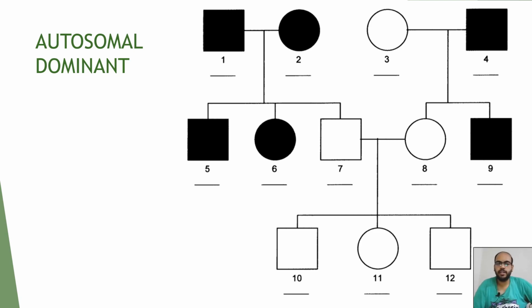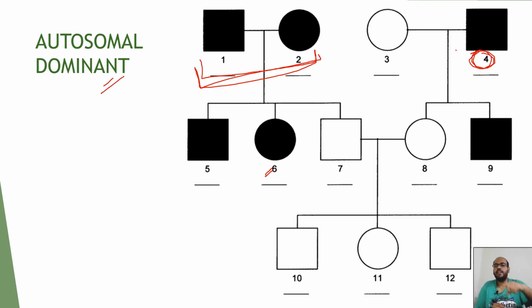Now we'll discuss the genetic counseling part. This is an autosomal dominant pedigree. I thought I'll cover very quickly how to find out whether a pedigree is autosomal dominant or autosomal recessive. For autosomal dominant, at least one of the parents has to be affected. So if every affected individual has at least one affected parent, it is autosomal dominant.